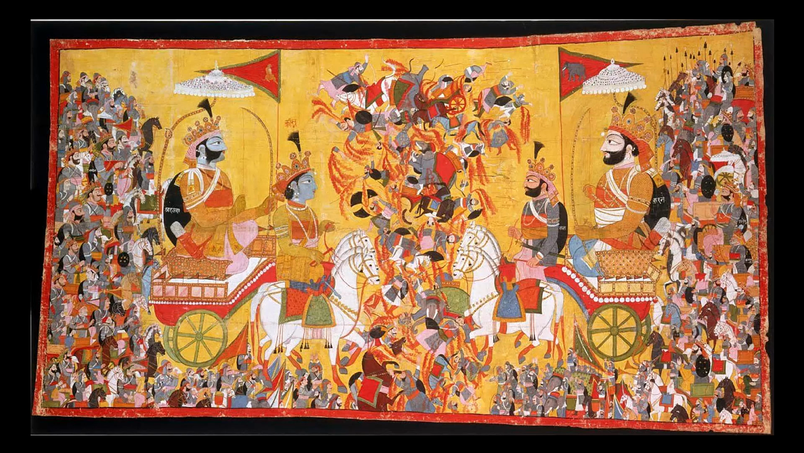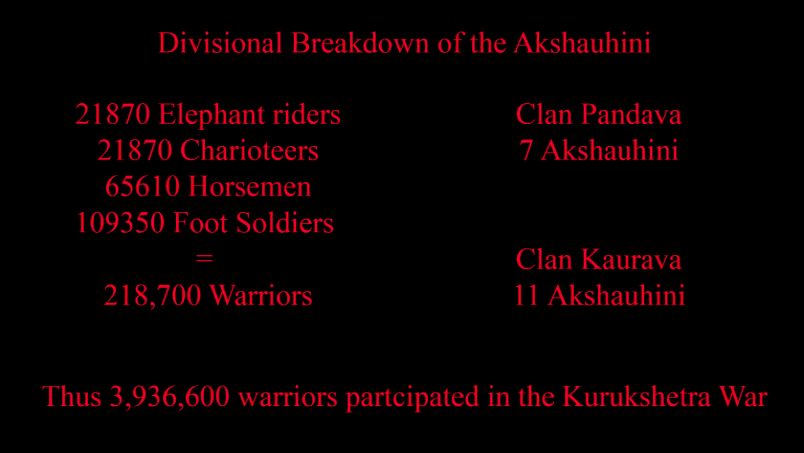Aside from the numerous divine warriors and giants employed by each clan, the majority of the fighting belonged to the divisional armies, known as the Akshauhini. The basic structure of one Akshauhini is exactly 21,870 elephants, and 21,870 chariots, 65,610 horsemen, and 109,350 infantrymen, totaling up to 218,700 warriors on each division.